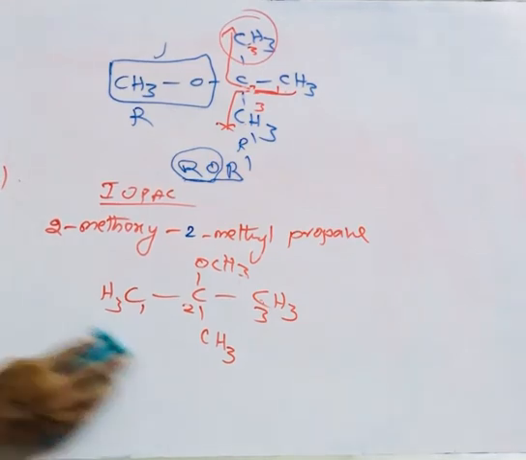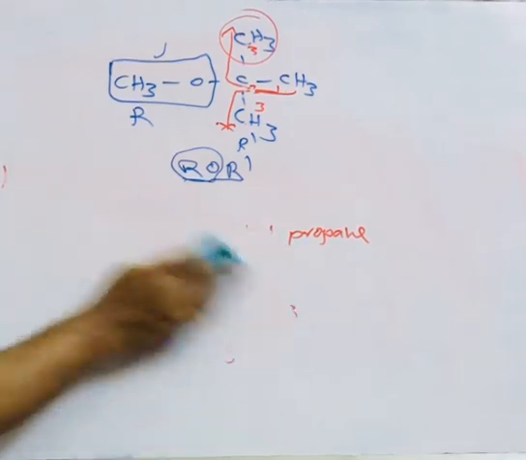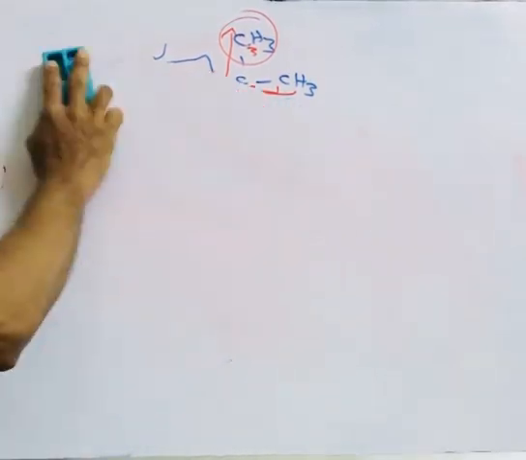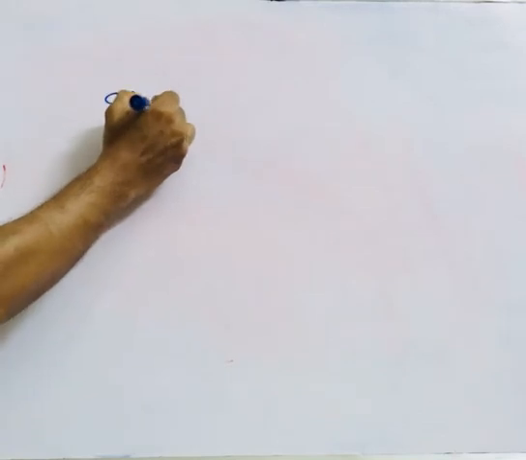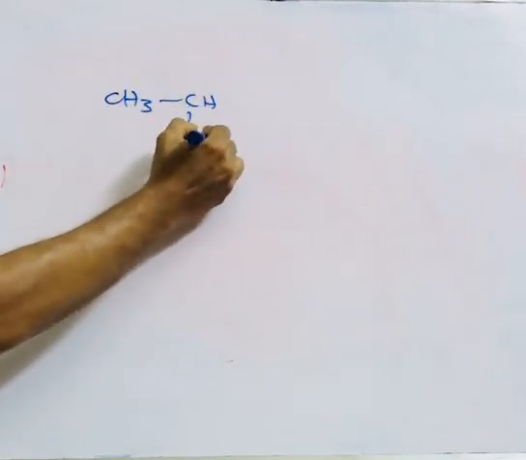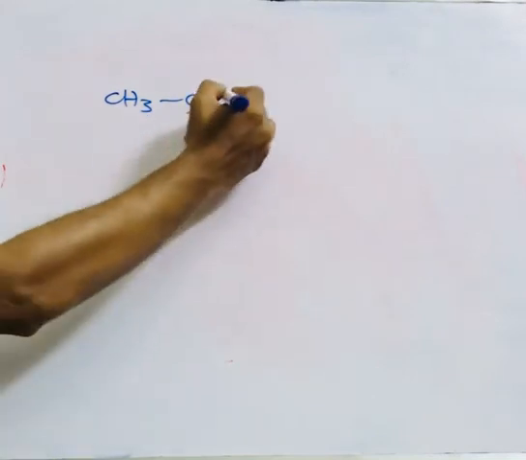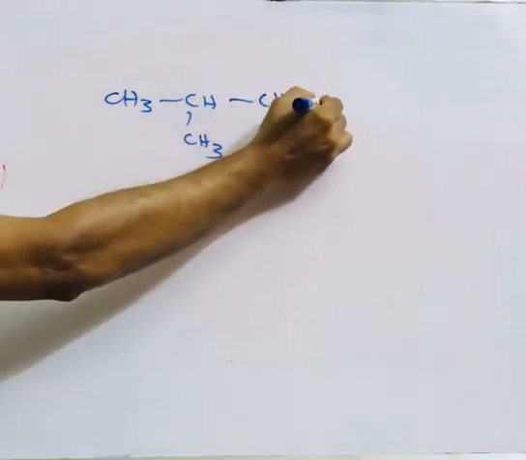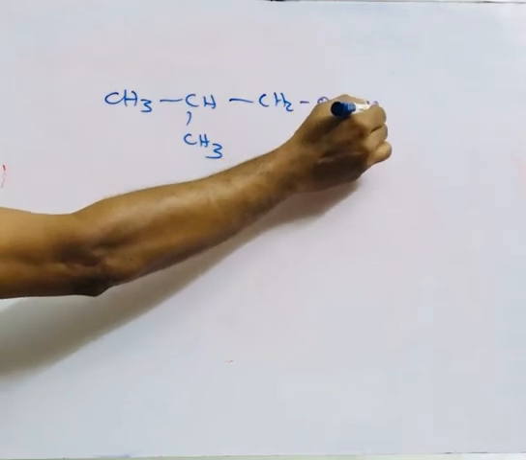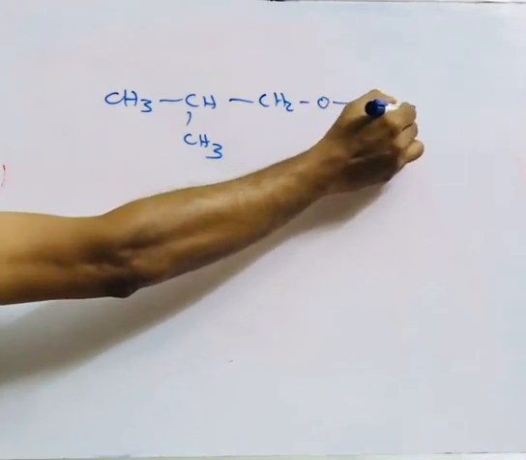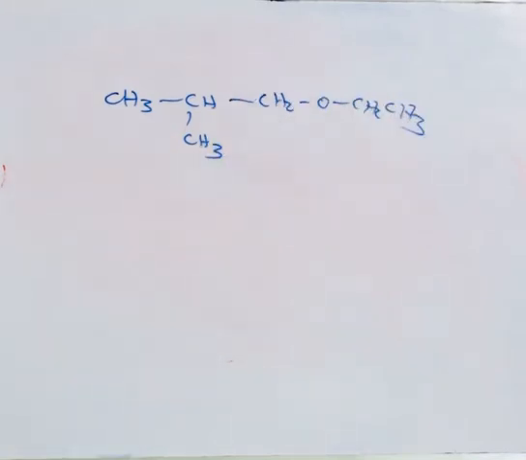Another example we will take and see. One more example. These are all previous year asked questions, so you just keep practicing them. Another one is CH3, CH3, then CH2, O, CH2, CH3. So this is the compound that was given.